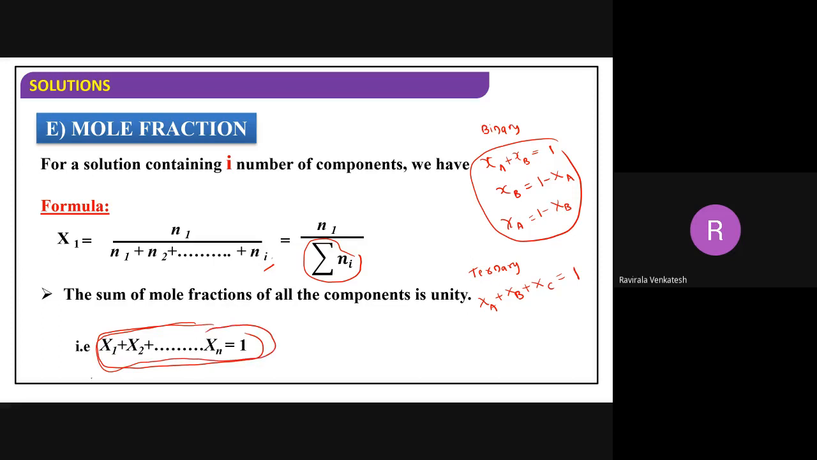1. You may get such a question in the exam, in MCQ. Which of the following is true? Always the sum of mole fractions, isn't it? I'm not saying about this one as a 1. I'm saying whatever the values, if we add x1 plus x2 plus x3, the value must always be 1 only. So very important one, useful for you.